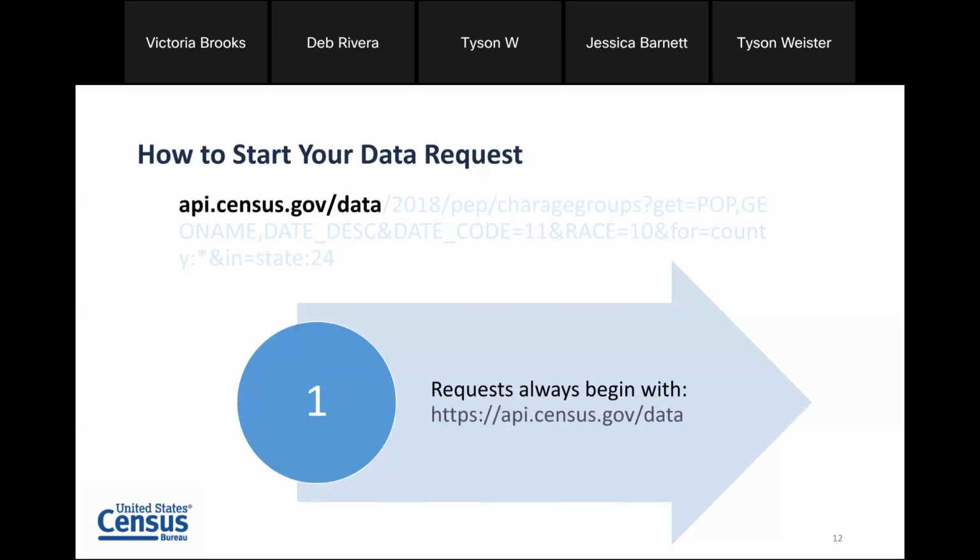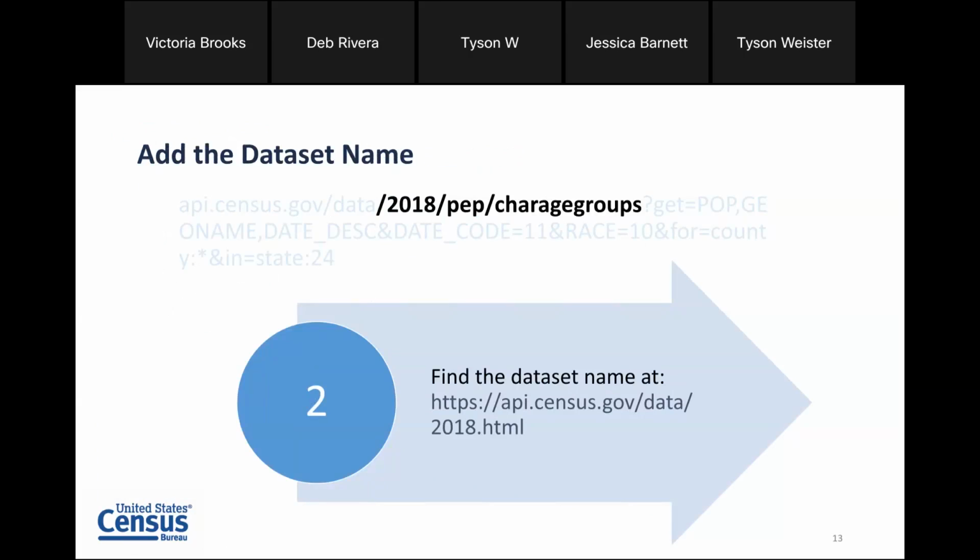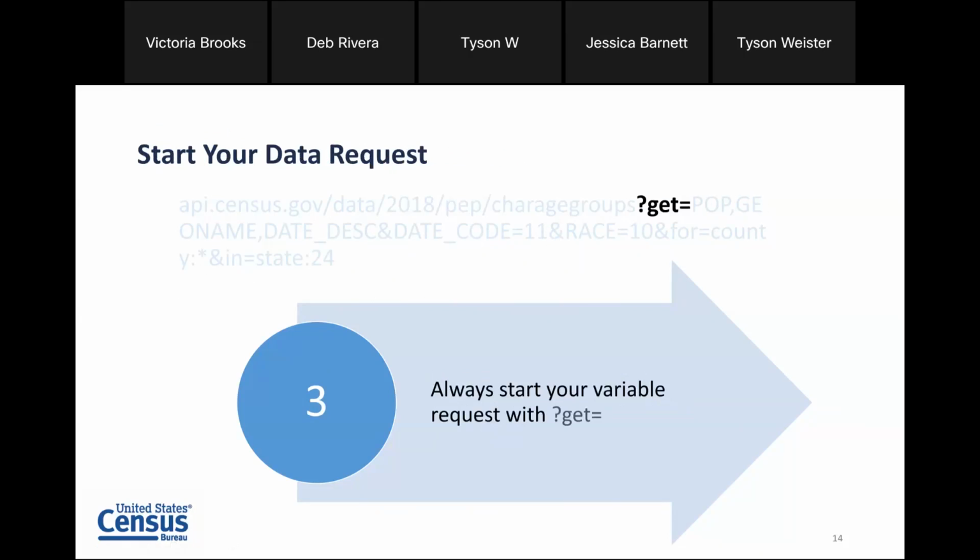So you can break it up into a few core components. First, every request for data from the API will start with api.census.gov/data. Next, you'll choose one of those 1,251 data sets. In this example, I'm showing the 2018 vintage of the Population Estimates Program Characteristics Age Groups data set. Then you'll put $get equals. That is you signaling to the API that you're about to list some variables and geographies that you want data for.